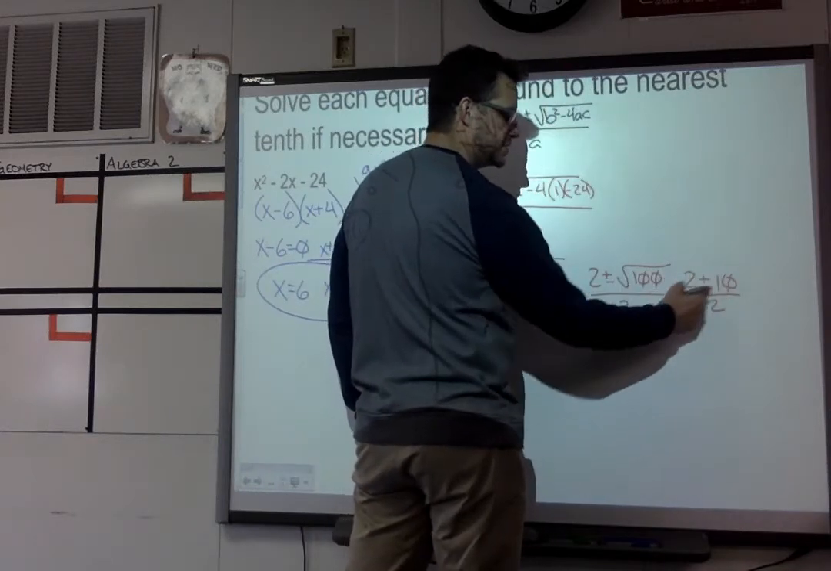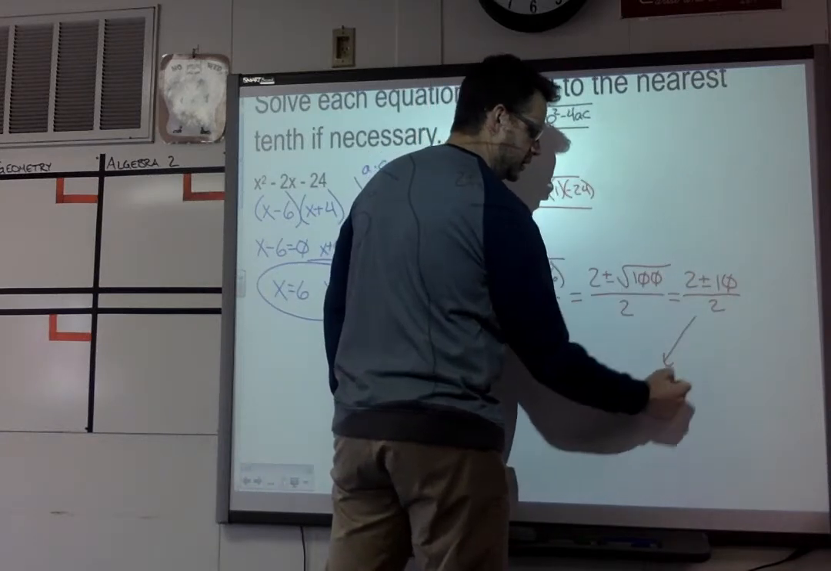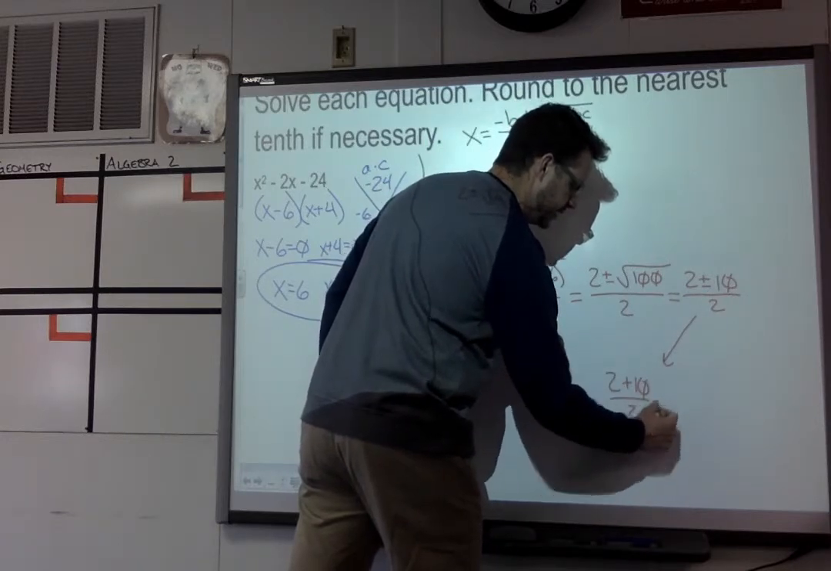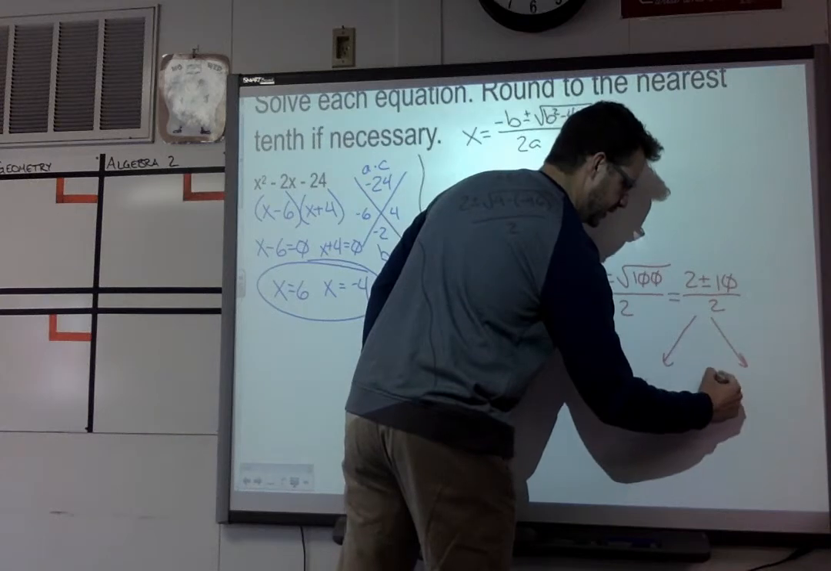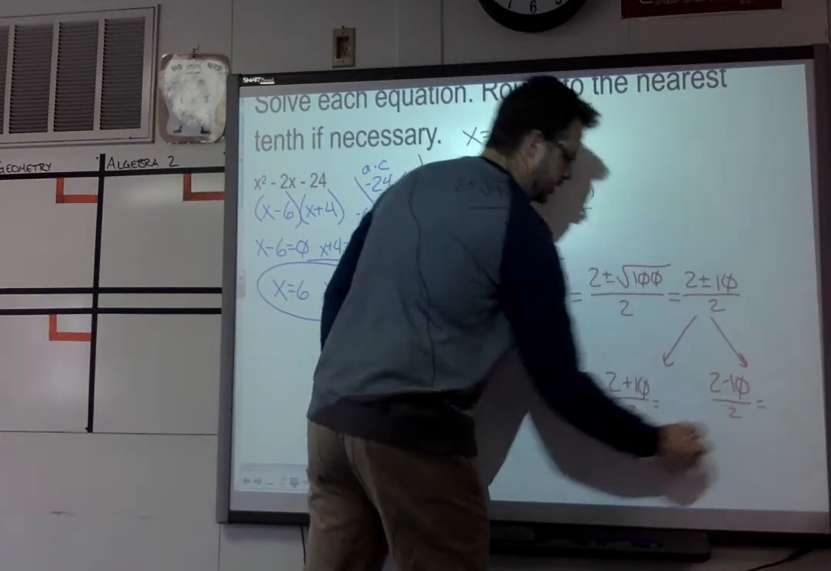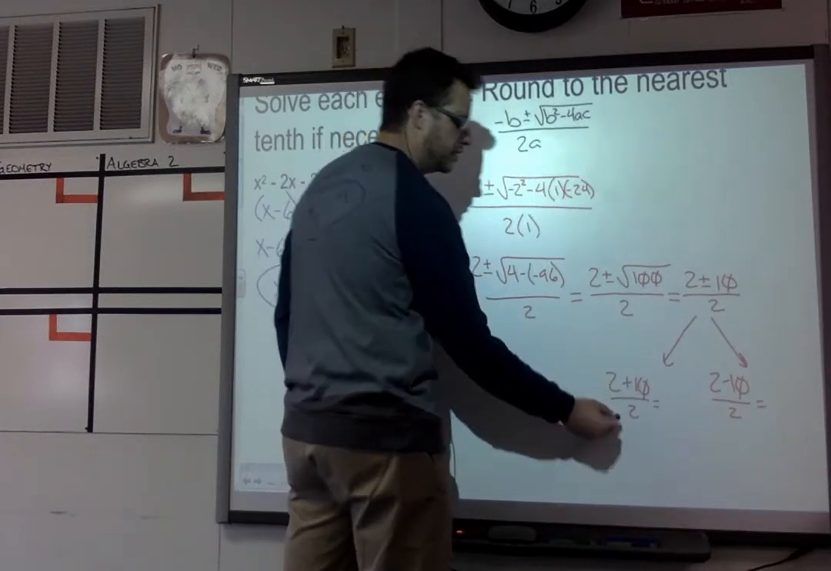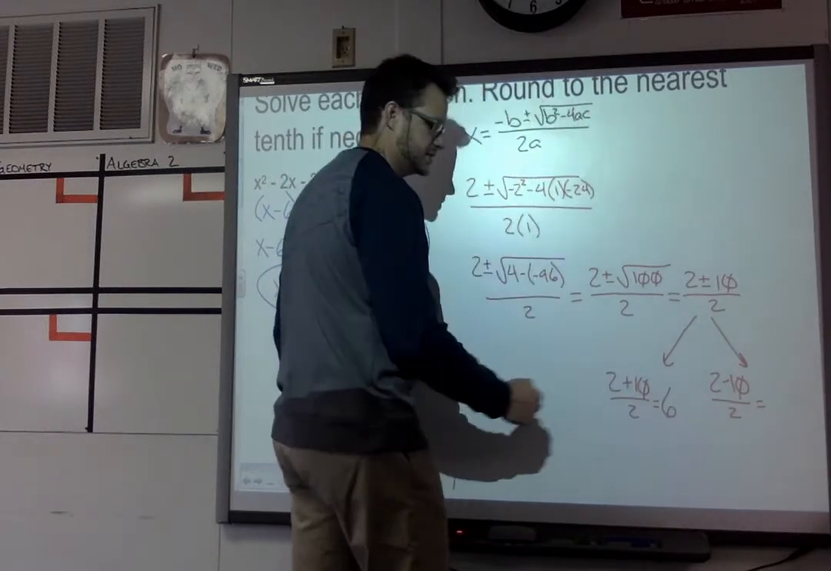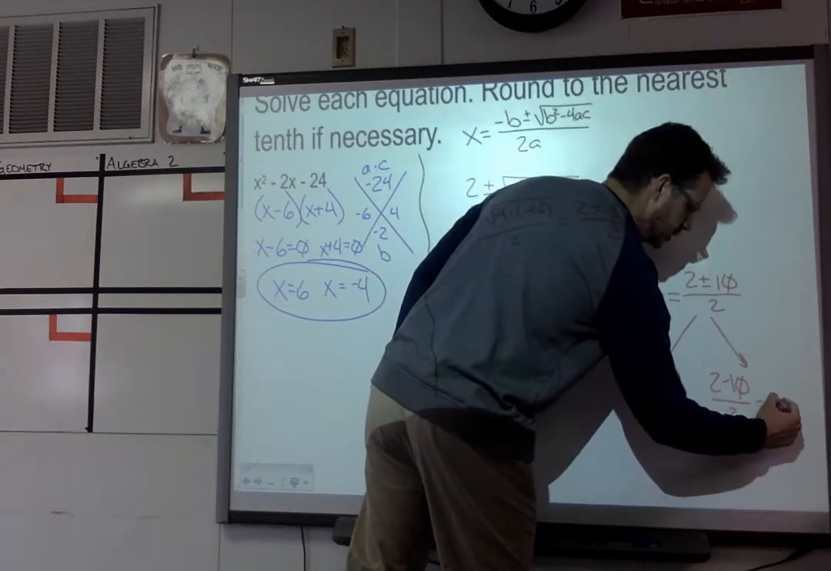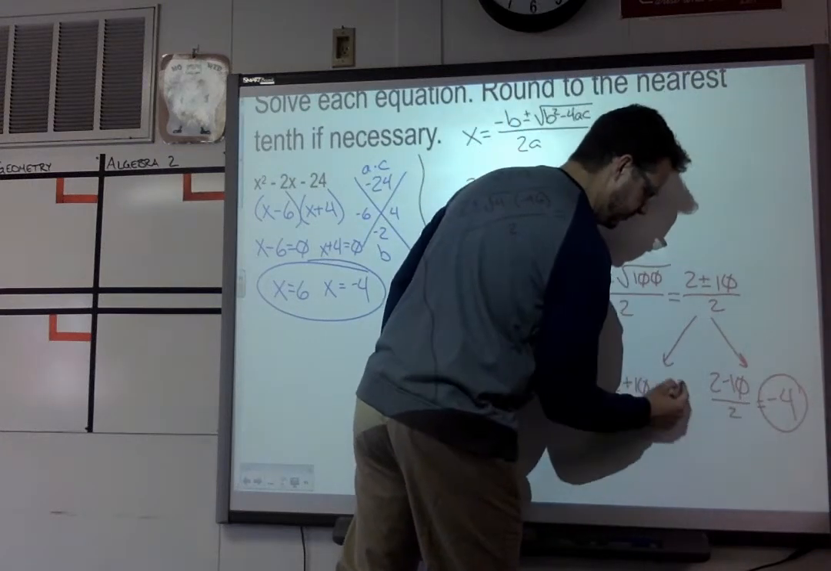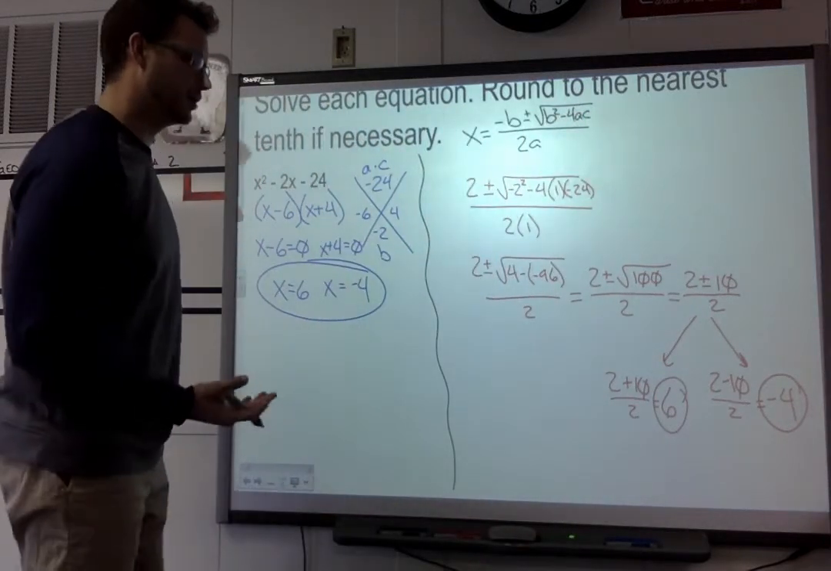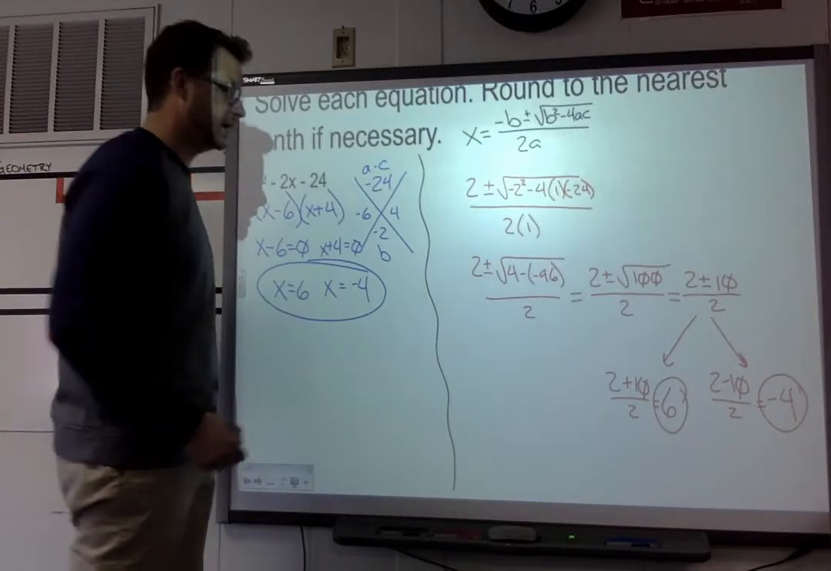Since I have 2 plus 10 and 2 minus 10, I could say 2 plus 10 divided by 2, and I could say 2 minus 10 divided by 2. So 2 plus 10 would be 12 divided by 2 gives me 6. 2 minus 10, negative 8 divided by 2 gives me negative 4. Now there's even one other way. So again, I got 6 and negative 4.